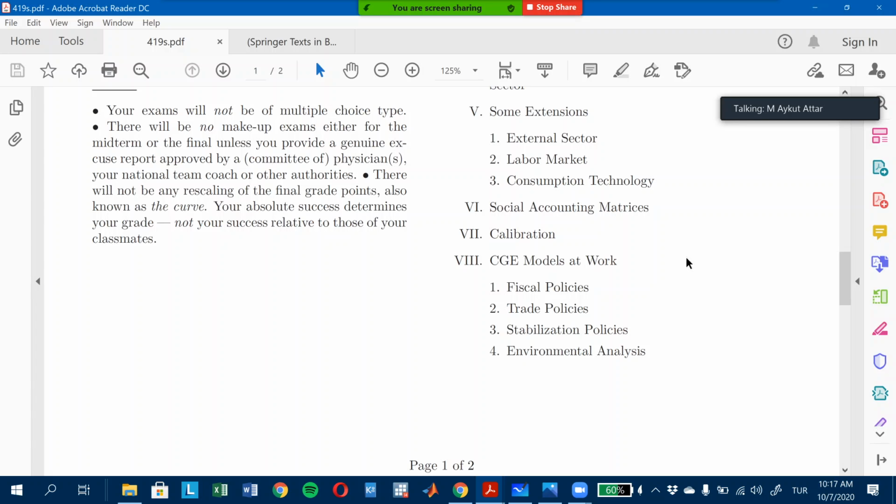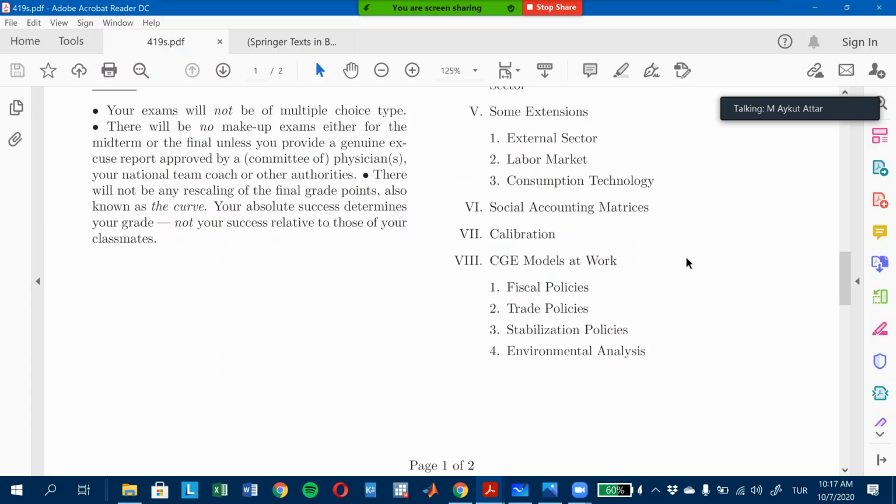Calibration is a method. In some respects, it is close to econometrics, but in some other respects, it is much different. So I will show you what the main principles of calibrating general equilibrium models using social accounting matrices and other data are. So calibration basically sets the numerical values to our parameters.